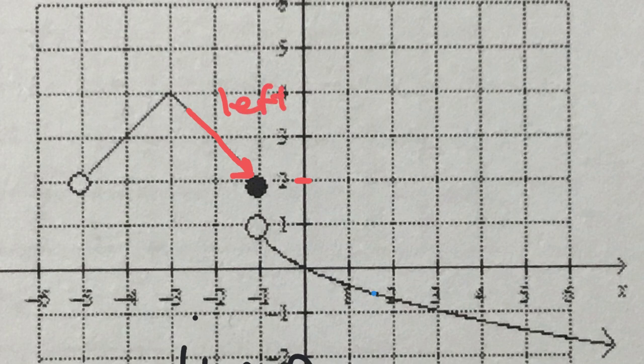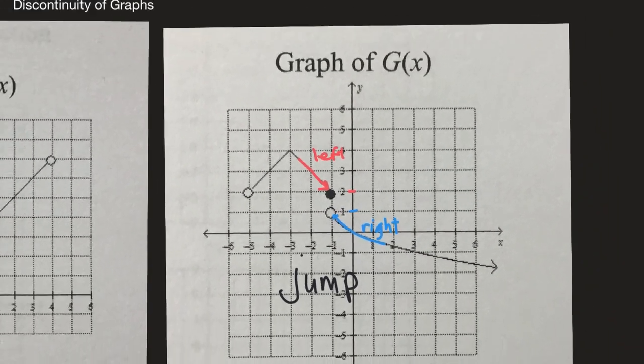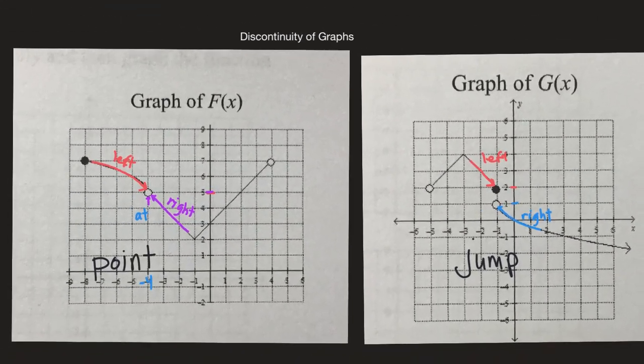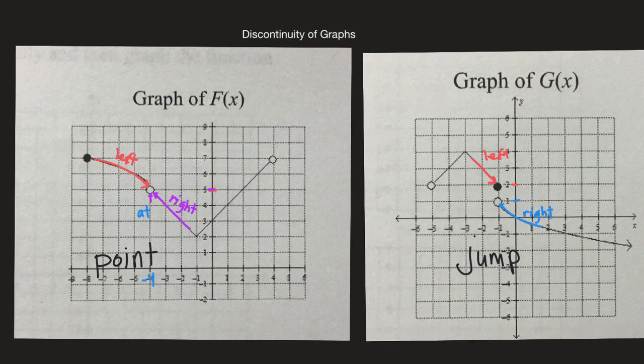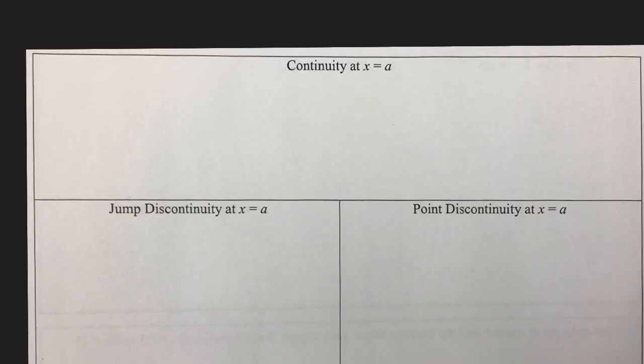But from the right side, if I approach -1, what y value is my graph approaching there? Right, +1. So for a jump discontinuity, the left side and the right side go to different values of y. Okay, they don't go to the same thing. So that's how we're going to show that something has a jump discontinuity. Okay, so we either have point discontinuity or we have jump discontinuity.